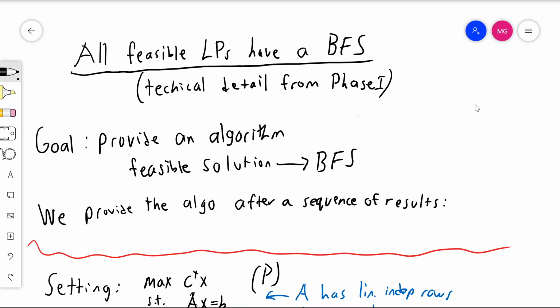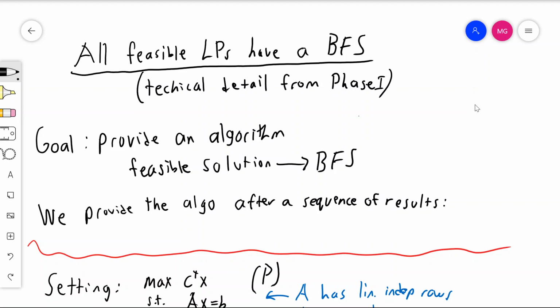Okay, so hi, welcome to this next video in linear programming. So this video is going to deal with the implication that all feasible linear programs have a basic feasible solution. And so this is the technical detail from phase one of the simplex algorithm.